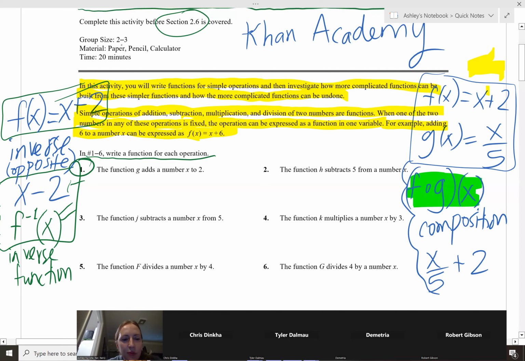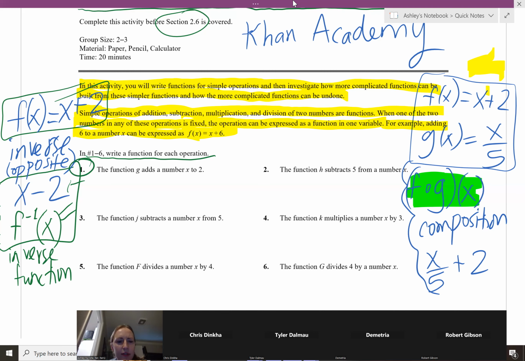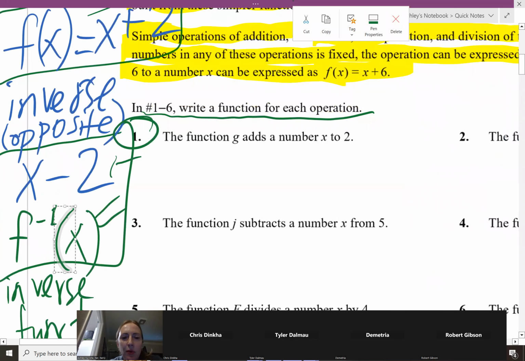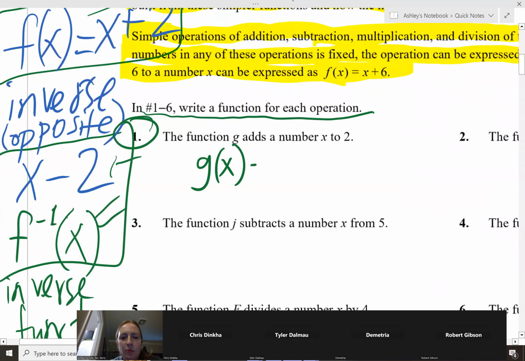So for example, the first one says, can you see it pretty good, even though it's small? Maybe we can focus in on it. The function g. Okay, so they gave it a name. I don't want to write f of x, I want to write g of x, just because that's what they told me to call it. It adds a number x to 2.